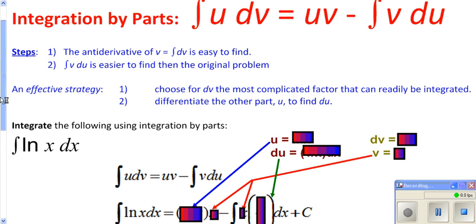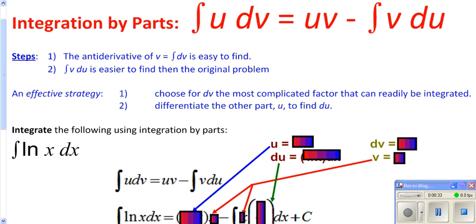So for our particular problem here, you need to try to figure out which part down here matches with which part up here. Well, it's likely that your dx is going to correspond to your dv, sorry about that, and therefore your ln of x would have to correspond to your u. And that's exactly what we are doing over here.